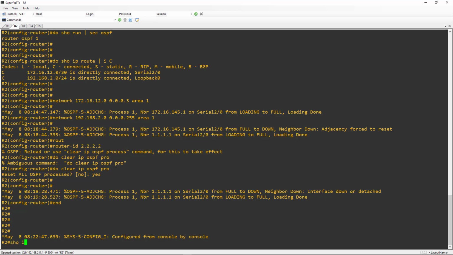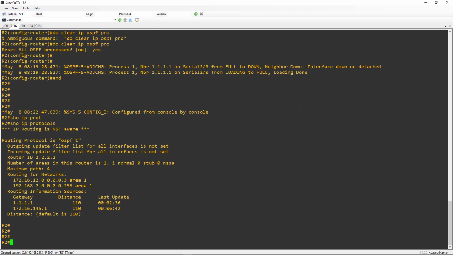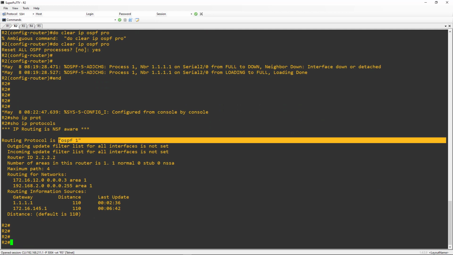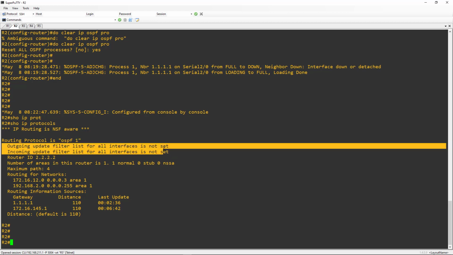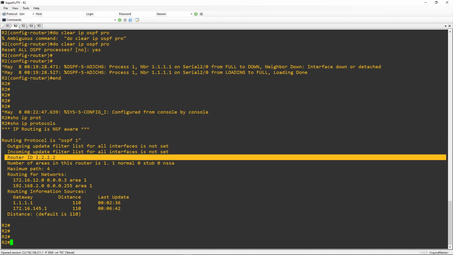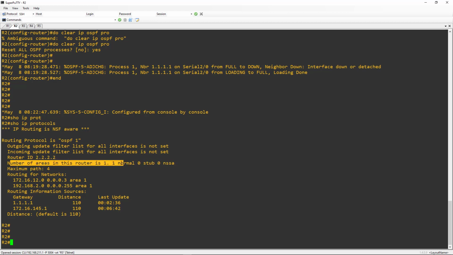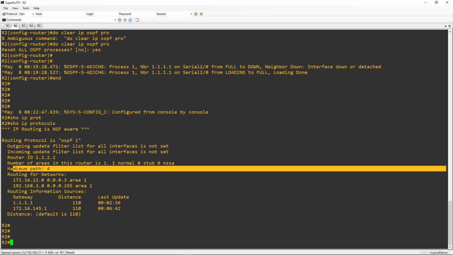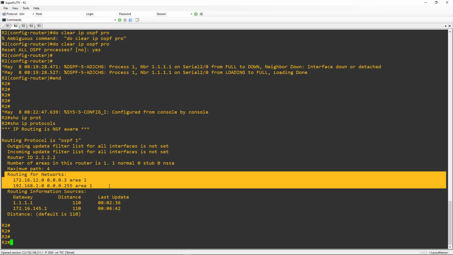Now, I could do it this way. I could simply say show IP protocols, and I can see that I'm running OSPF process ID 1. I have no outgoing or incoming filters. We'll talk about that later on in the course and also in the advanced routing course. The router ID for this router is 2.2.2.2. We have one area. It's a normal area. We're not running any special area types in this case. Maximum number of routed paths is 4. Routing for networks indicates how the network statements were actually entered into the configuration.